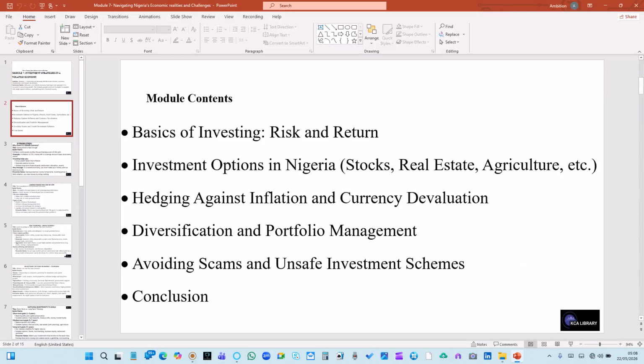The module content that we should be looking at here includes basics of investing, that is risk and return, investment options in Nigeria such as stock, real estate, agriculture, etc. We'll also look at hedging against inflation and currency devaluation. We'll further look at diversification and portfolio management. We will further look at avoiding scams and unsafe investment schemes before we draw our conclusion.